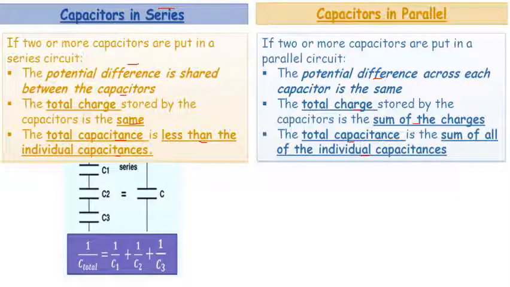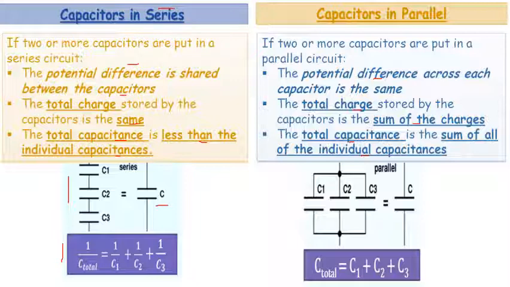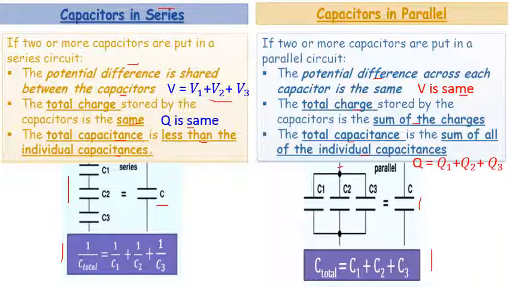And in case of series, the capacitors are connected one after another, while this is the effective capacitance and this is the formula. While in parallel, one end of all capacitors is connected to the common terminal. This is the effective capacitance and this is the formula for C total. In short, you will remember, in series V is equal to V1 plus V2 plus V3, while in parallel V is the same. In case of series, Q is always the same, while in case of parallel, Q is the sum of charges.